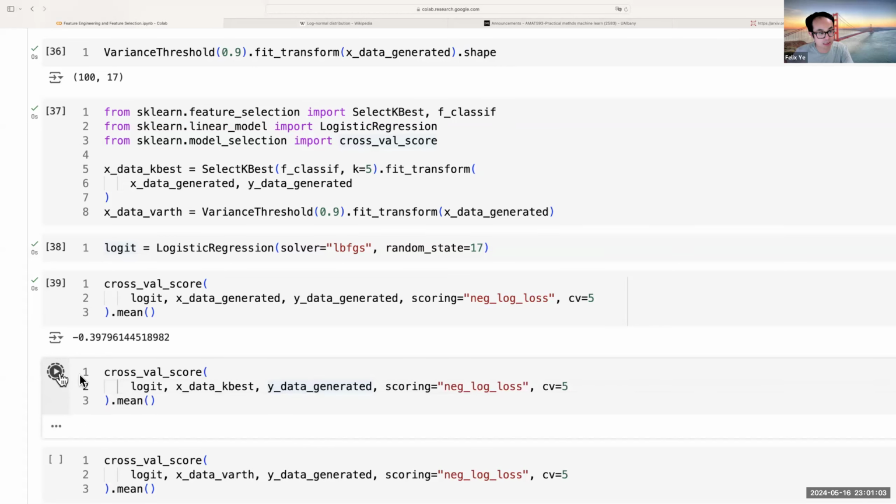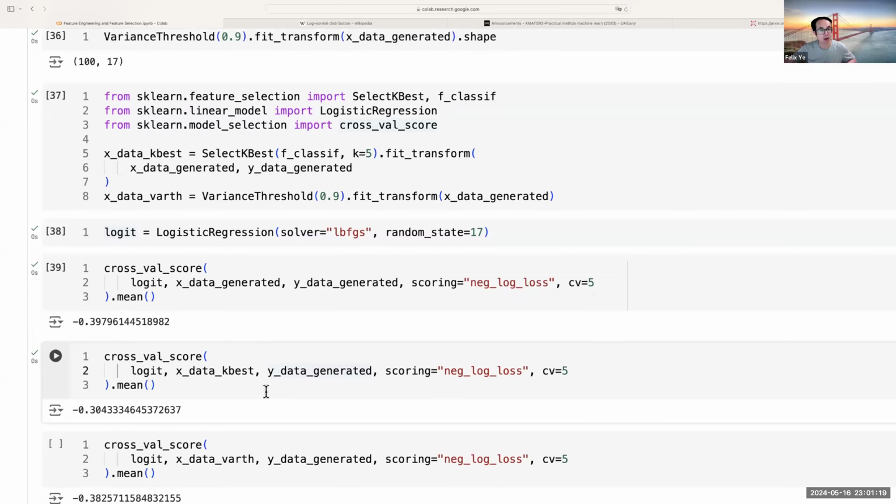So we can do this with k-best, which is actually better, right? See, it's minus 0.30. This is basically if we take the 0.9 threshold. For the k-best, we take the 5 best out of that, so we only have 5 features instead.